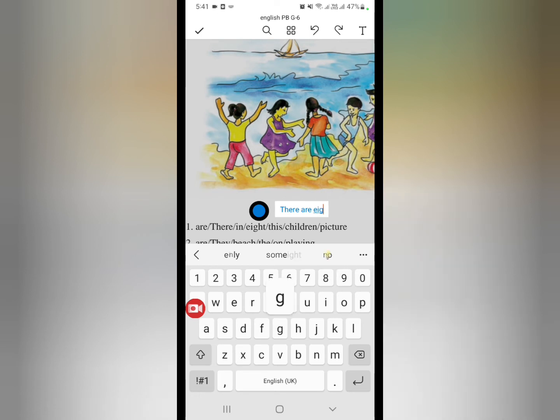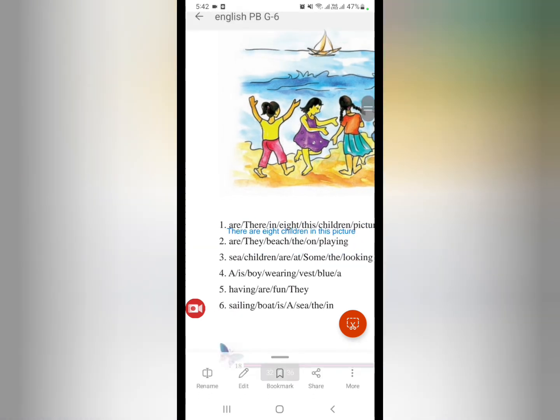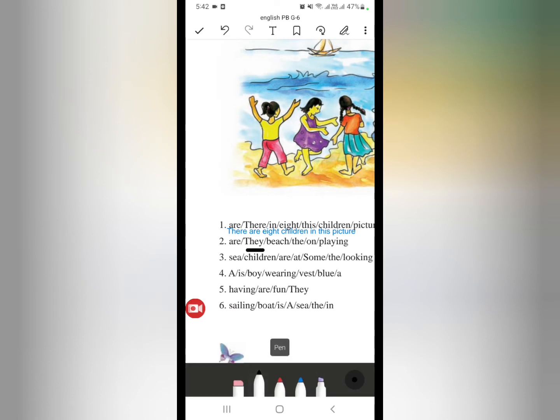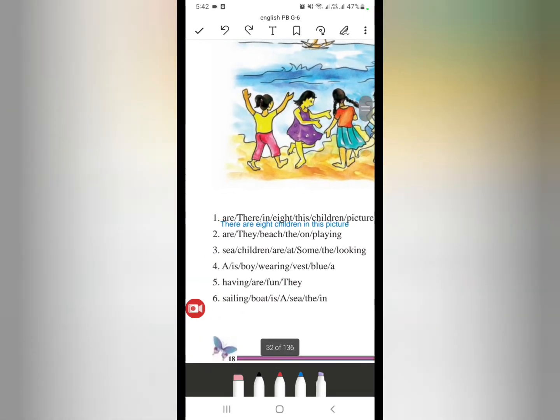There are 8 children in this picture. Okay. And then the second one. In this one also the first letter is in capital form. Okay, then there is the first word. Now, they are playing on the beach. What are they doing? They are playing on the beach.